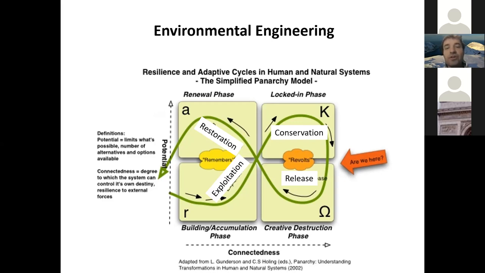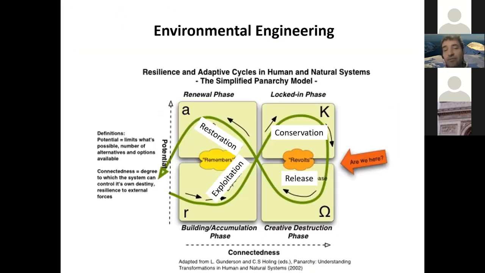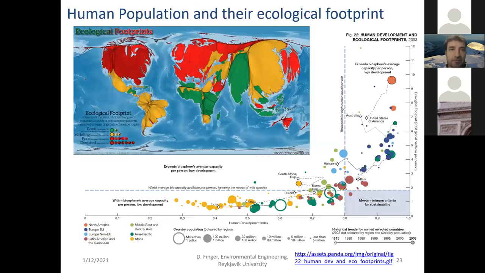So this is just to give an overview of where sustainable engineering can be useful. In principle, it can be useful in all four cases, in all four phases of the use of resources. And so it's really a very wide topic that can relate to many different areas.